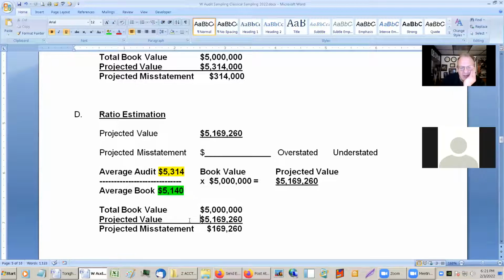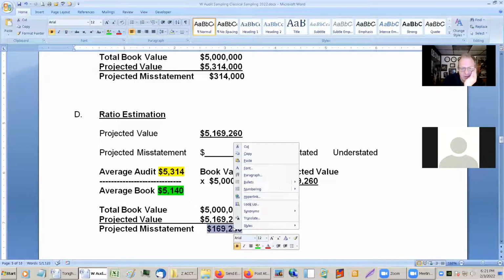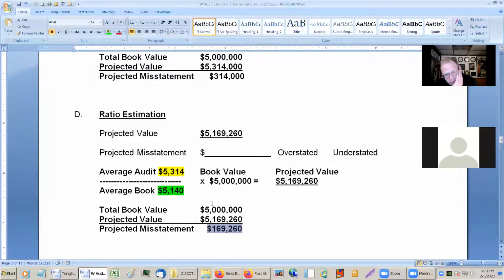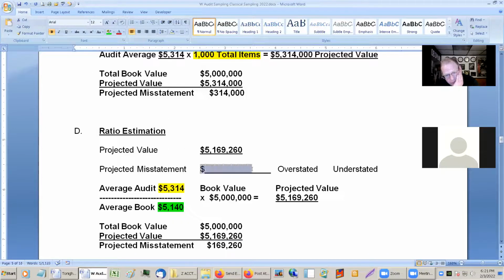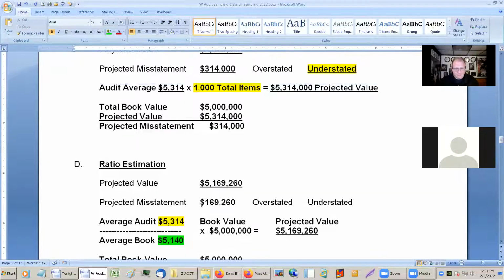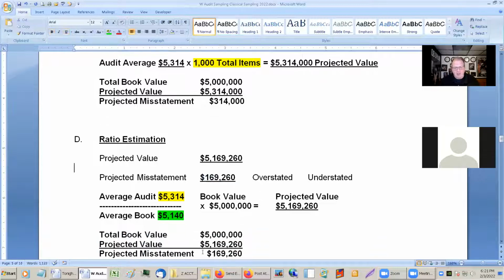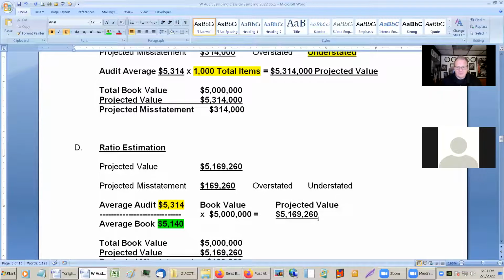Okay, so the misstatement would be 169,260. They have on their books 5 million. We say that they should have 5 million using this method, it should be 5,169,260. So overstated or understated? Understated. Understated again. Yep.